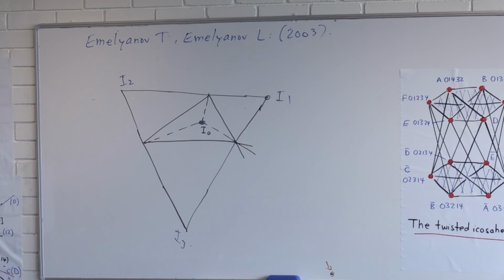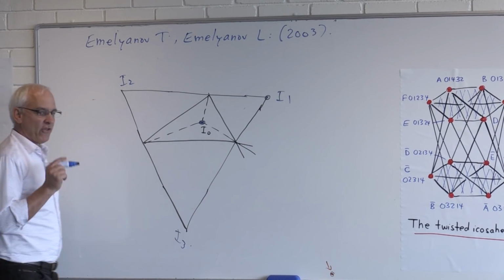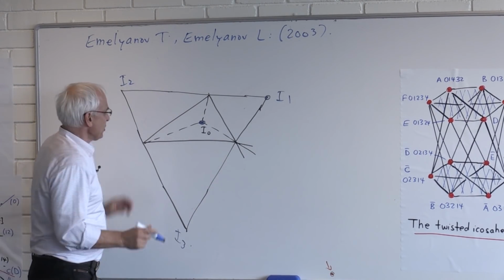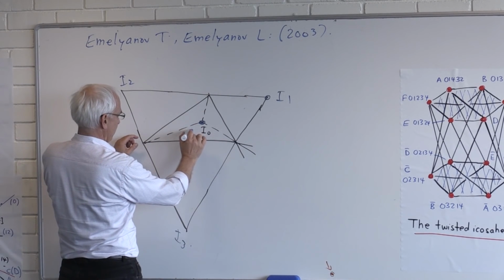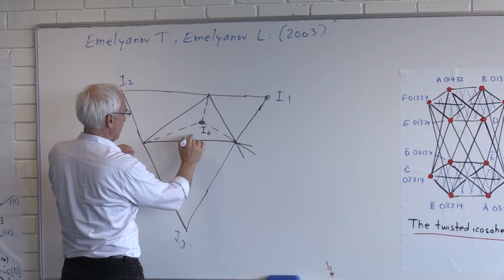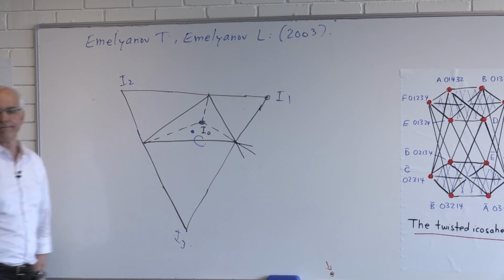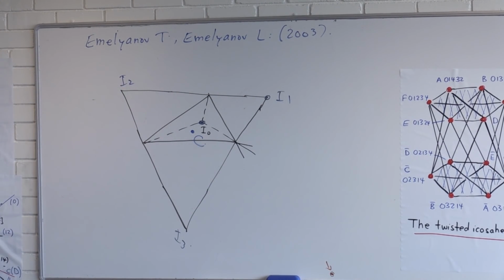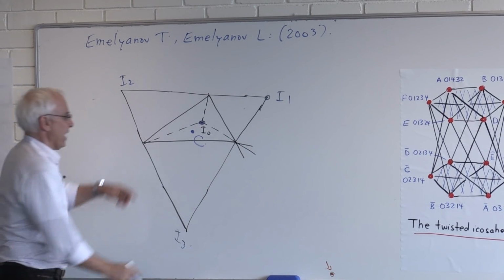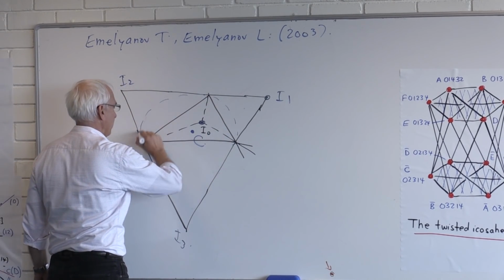Okay, what's the Emelyanov construction? It's quite nice, but it also involves the circumcenter. So the circumcenter, we find the point which is the center of the triangle, from the perpendicular bisectors. Let's say that's the circumcenter C of the original triangle.